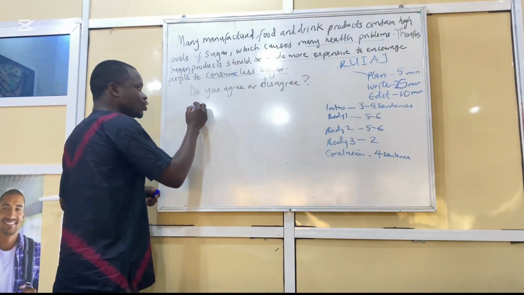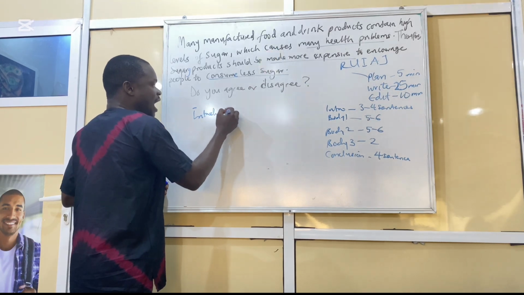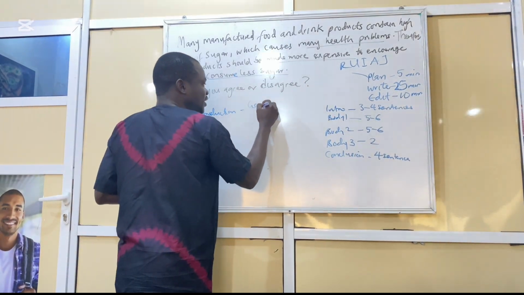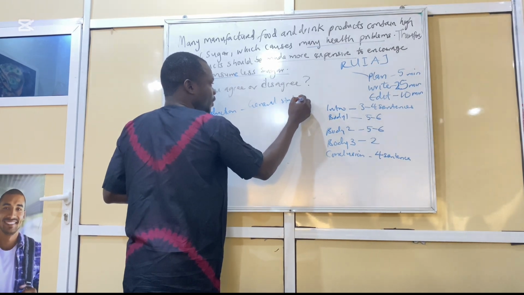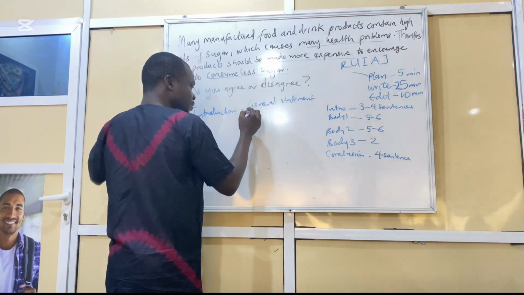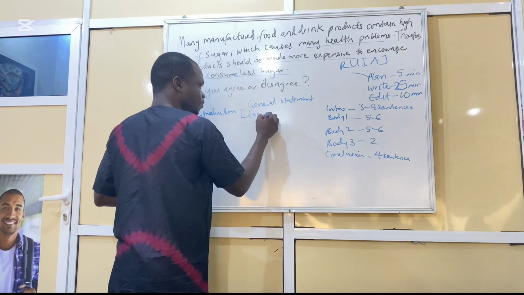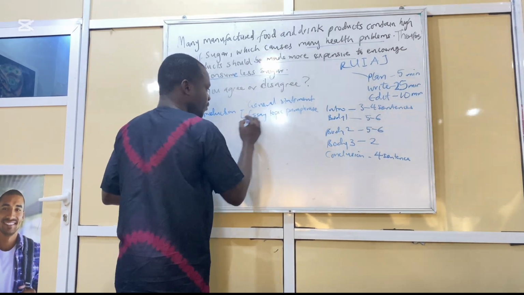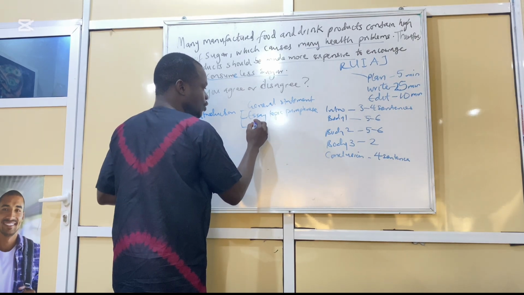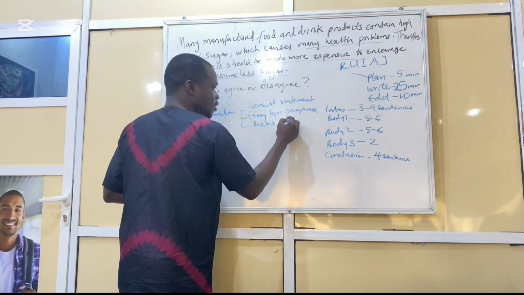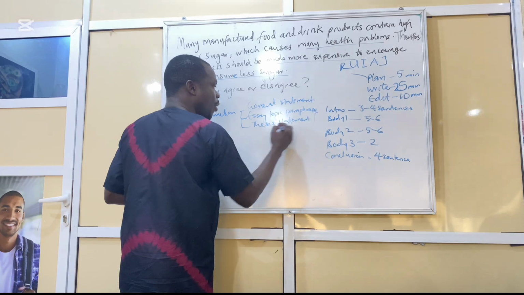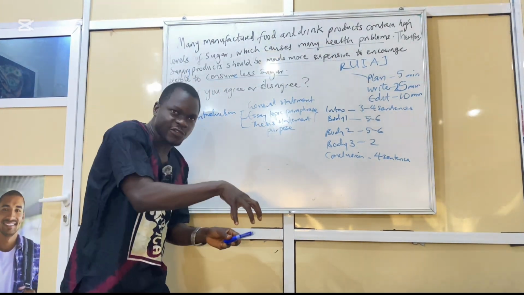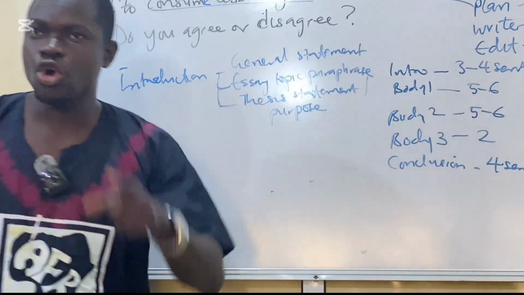Your paragraph 1, introduction, has your general statement. Then it has the essay topic paraphrase. Then it has your thesis statement, or let me call it your purpose: what the essay wants to achieve. State what the essay wants to achieve, and your purpose is an answer to your question.